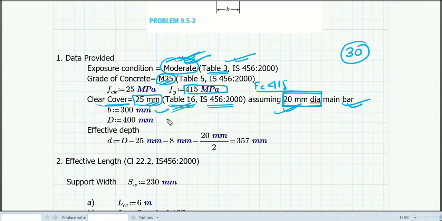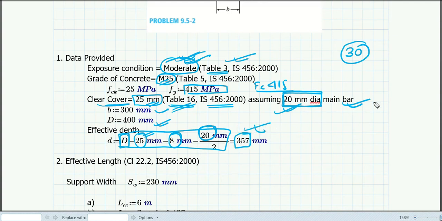and the dimensions are already given. The B is 300 mm and depth is 400 mm. Now what is the effective depth? So assuming 20 mm main bar and 8 mm stirrups, you can see the effective depth is D minus 25 mm. This is the clear cover minus the stirrup dimension minus half of the diameter of the main bar. So here you can see this is the effective depth, which comes out to be 357.